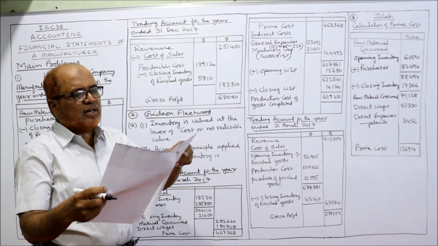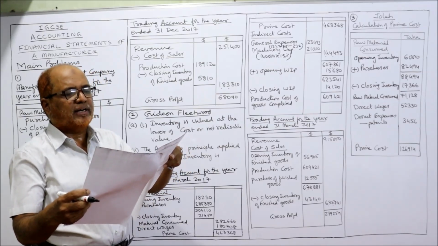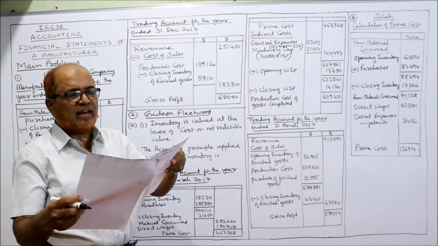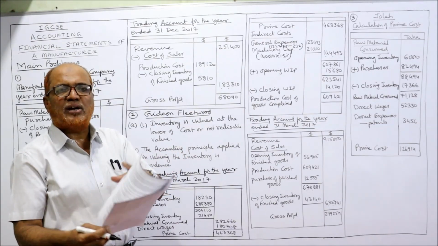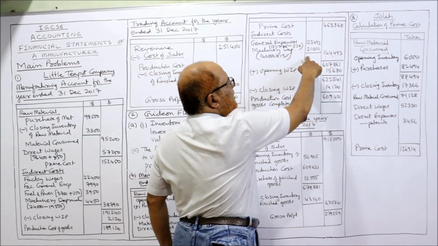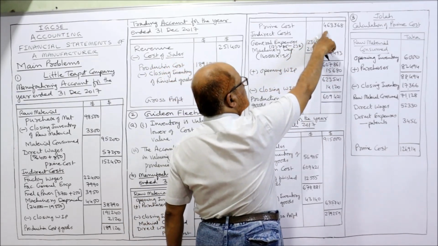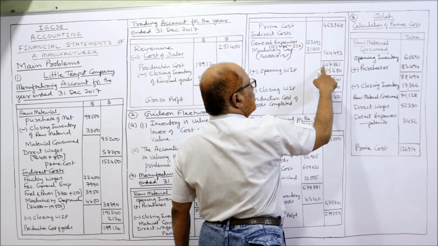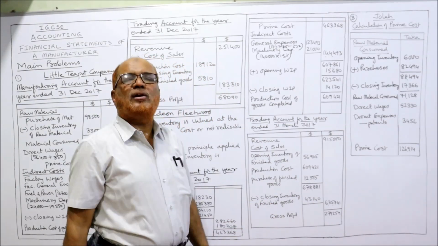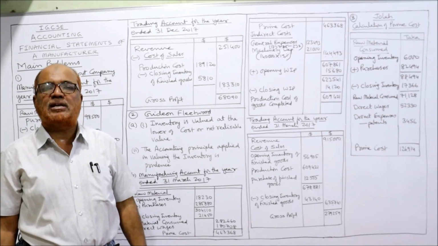Beginning of the year machinery was 1,12,000 and additional machinery purchased during the year is 28,000. So if you add up 1,12,000 plus 28,000, 1,40,000. 15% of 1,40,000, 21,000. These are the two items. Add up these two, you will get 1,44,493. Then you add up prime cost plus indirect factory cost. You will get 6,07,861.